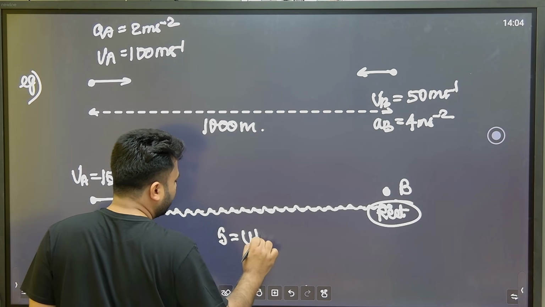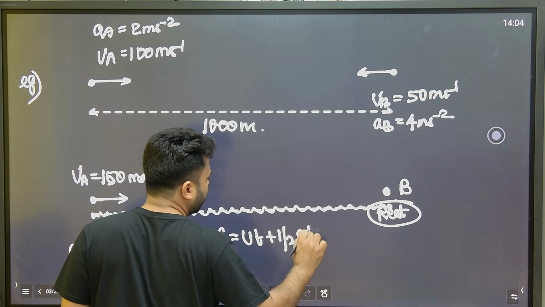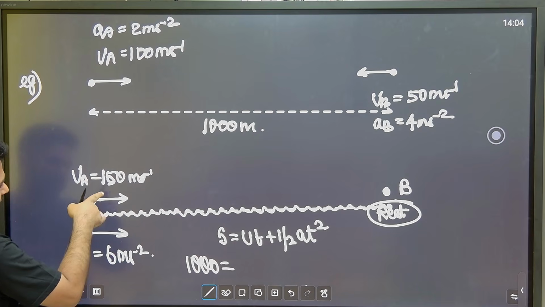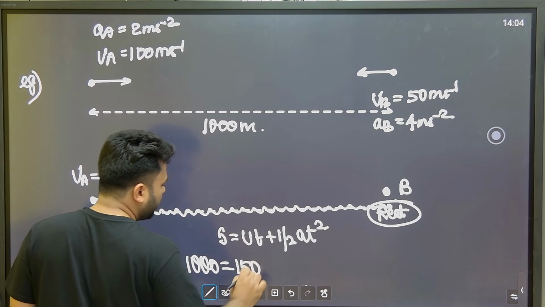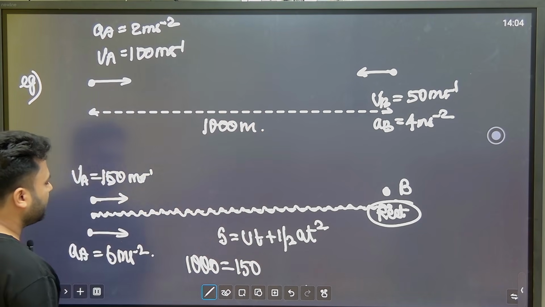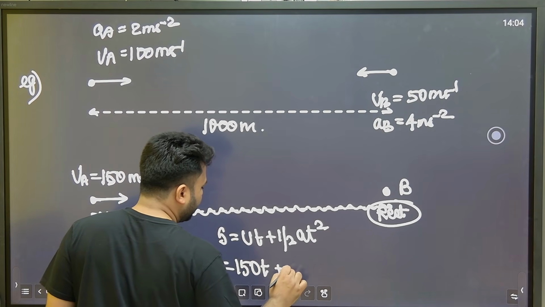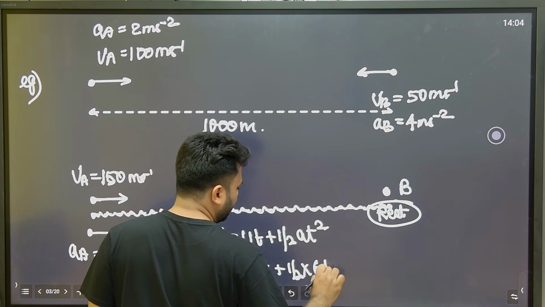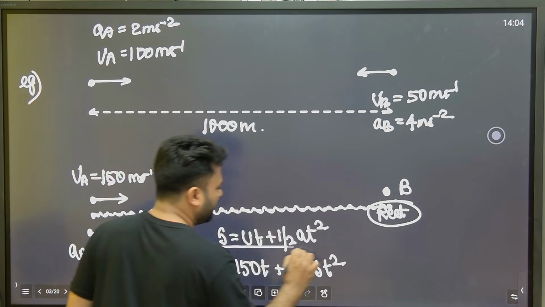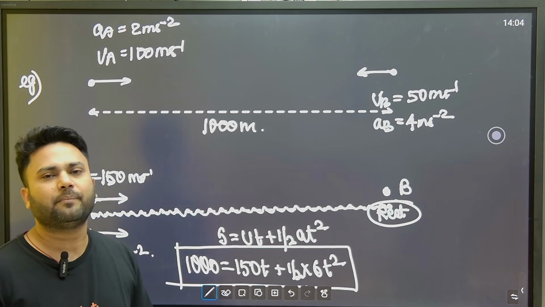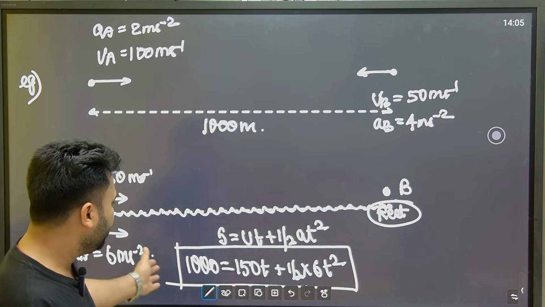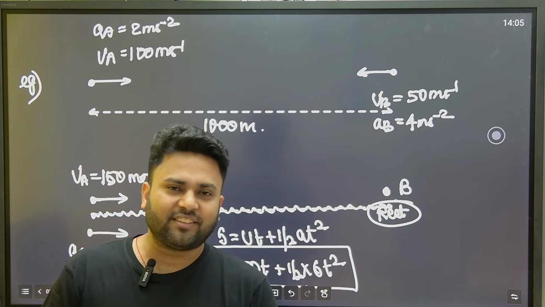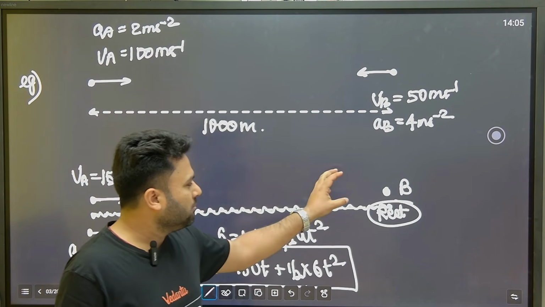S equals ut plus half at square. How much distance does it have to travel? 1000. What is the speed of train A? 150, combined speed 150. Times t plus half. What is the acceleration of train A? 6 t square. Now this is a quadratic equation. Solving this, you will definitely get the time. Quadratic equation. Correct. So this is the time when A meets B.